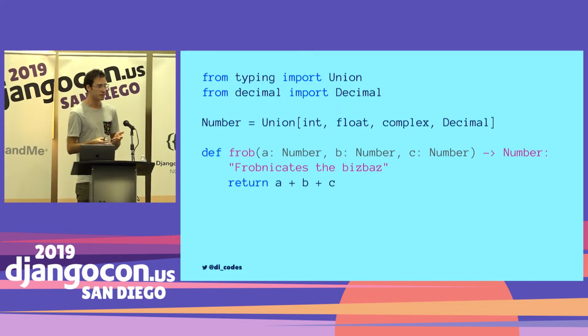And we can define type aliases. So this is nice if we want to just pretend like we're JavaScript and have a number type that is every single number available to us.